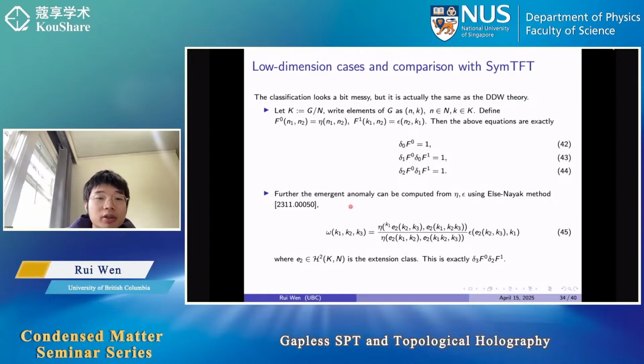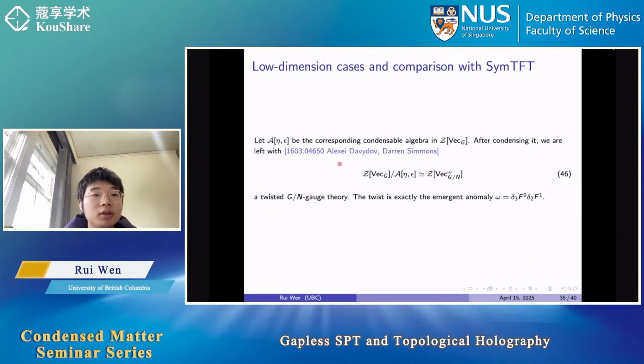And furthermore, the emergent anomaly can be computed from these symbols using the Lyndon-Hochschild-Serre method, and it gives this expression, which if you check is exactly δ3 of F0 and δ2 of F1. So yeah, this just matches with the decorated domain wall classification of gapless SPTs.